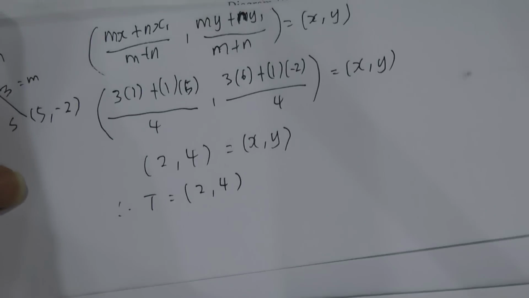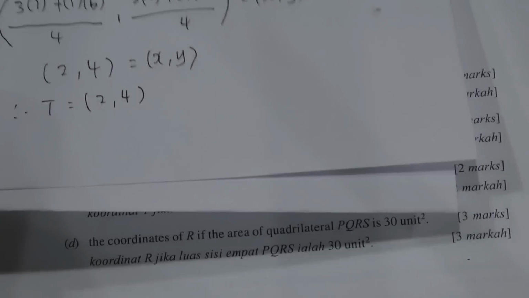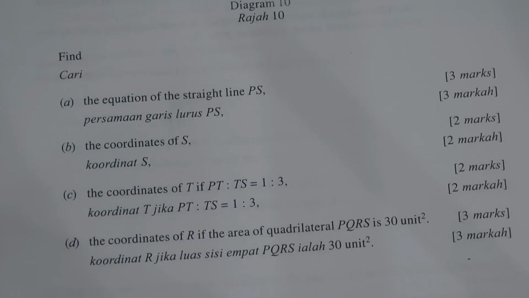Okay, so we do the last part. Part D is a little bit difficult, but I think it's still okay. So what does he want to find for D? He wants you to find the coordinates of R if the area of quadrilateral PQRS is 30 units square. So, okay.